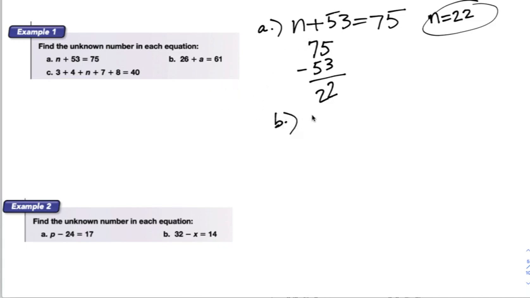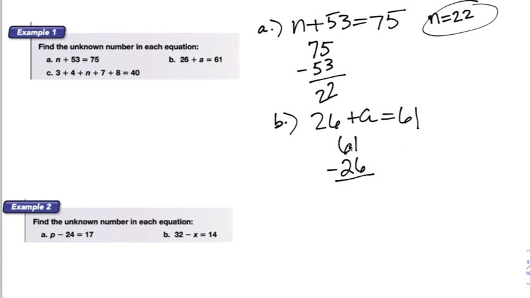Part B is 26 plus a is equal to 61. If I add these two numbers together, I get 61. So if I subtract one of the numbers, 26, I should get the value of a. So let's go ahead and subtract those. We know we're going to have to borrow. And when we do that, we get a 5 here. And 5 minus 2 is 3. So we end up with 35. So what we know is that a is equal to 35. So this is how we would handle this situation.